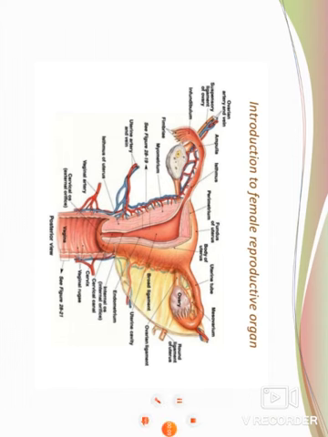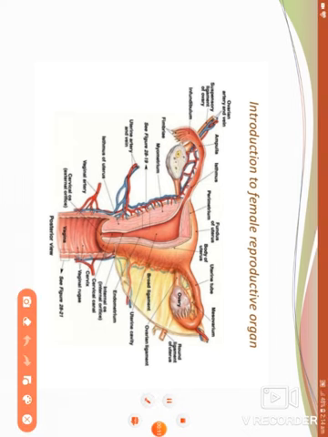Hello everyone. In this section, I'll discuss the cross features of the ovary and fallopian tube. Here you are seeing the posterior view of the female reproductive organs. You can see this is the uterus. This is the vagina. Then here you can see this is the uterine tube. This is the ovary. This is a broad ligament.